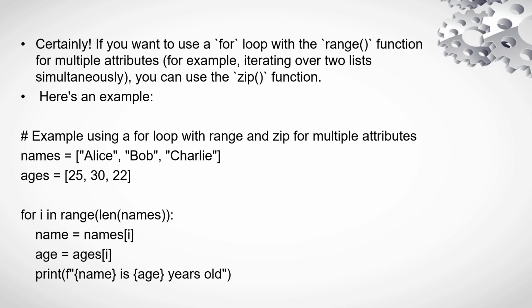Here len indicates the length of the list. Len is a built-in function in Python to get the length of a list. So this generates indices to iterate over the list. The for loop then iterates over these indices and for each iteration it extracts the corresponding name and age using indexes. Let's see the output.